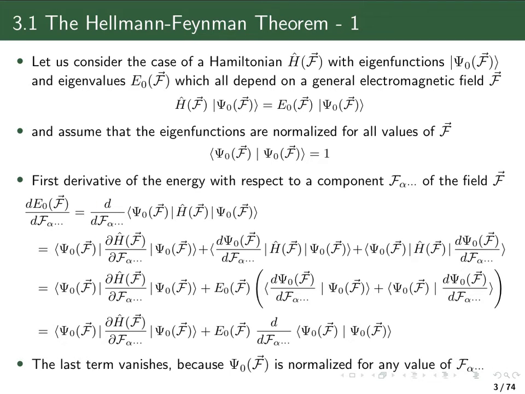If you do that, then we have to take the derivative of what is underneath the integral, and underneath the integral we have a product of three things. We have a wave function, we have the Hamiltonian acting on this wave function, and then we have the wave function complex conjugate. So we have to use the product rule, and since it's a product of three quantities which all depend on the field, we get three terms.